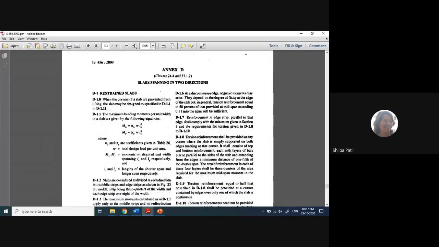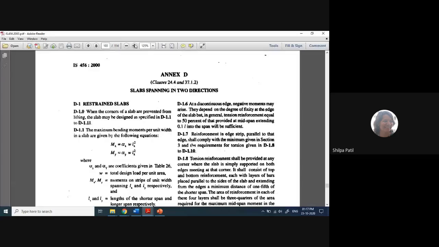Are you able to see this code on the screen right now? Yes, ma'am. Okay. So open page number 90 of IS 456 2000 Annex D.